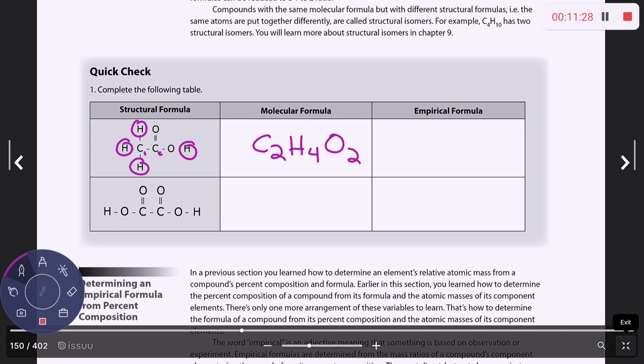Okay. If I want to get the empirical formula from here, I need to simplify all of these subscripts. So I need to have them divisible by the same number. Doesn't 2 go into all of them? So therefore, this would simplify to CH2O. Done. Okay. Why don't you do the next one? Let's see what you come up with.